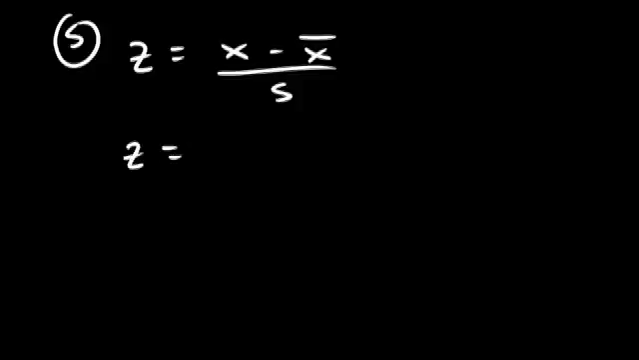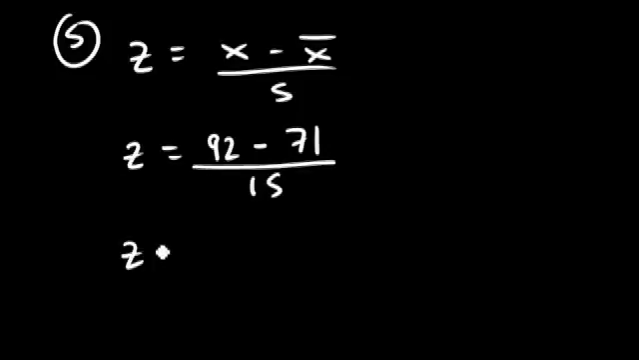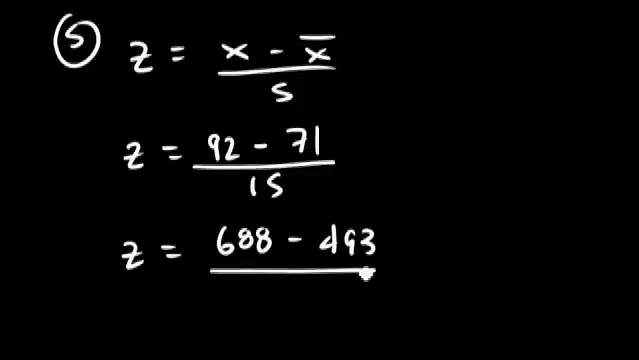Which is better, a score of 92 on a test with a mean of 71 with a standard deviation of 15, or a score of 688 minus the mean of 493 divided by the standard deviation, which is 150. We're going to have two z-values to compare.